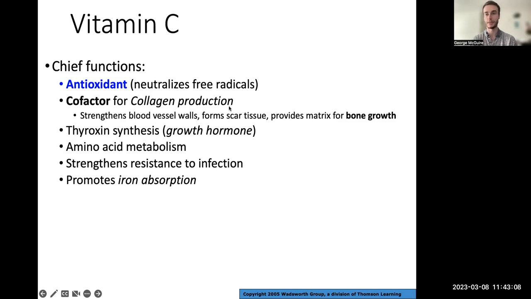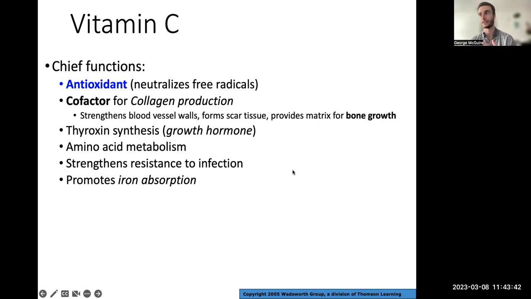And collagen makes up the organic portion of your bone, and is what is used in making your ligaments and tendons. Right? It's a very fibrous, flexible protein, collagen is. It's also used to strengthen the walls of our blood vessels and form our scar tissue. And like I said, it's the organic portion of the matrix of your bone. Vitamin C also affects thyroxine hormone synthesis within our thyroids. It affects our amino acid metabolism, our immune system function, and promotes iron absorption.